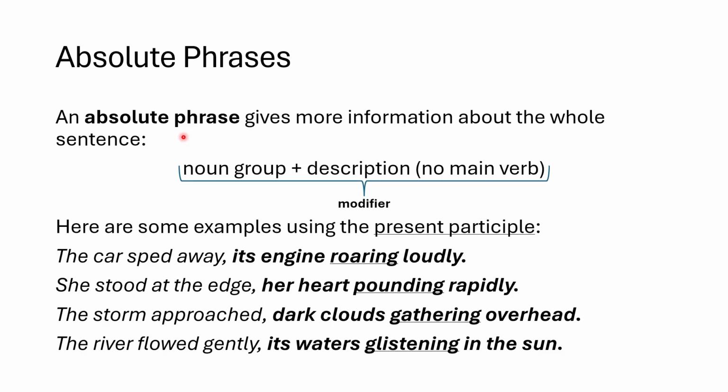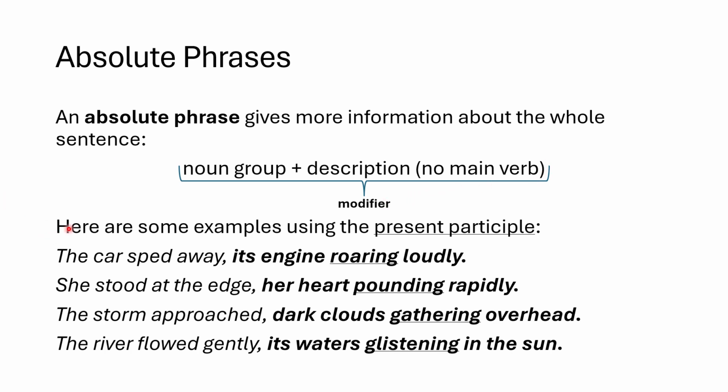An absolute phrase gives more information about the whole sentence. Remember, it includes a noun group plus the description, which does not have a main verb. And together, the absolute phrase acts as a modifier.